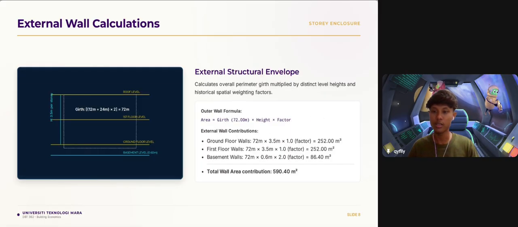For the same enclosure method, we must also calculate the outer wall. The total perimeter around the building is 72 meters. We multiply this perimeter by the height of each floor and a specific cost factor. When we calculate the ground, first floor and basement walls together, the total external wall area comes up to 590.40 square meters.